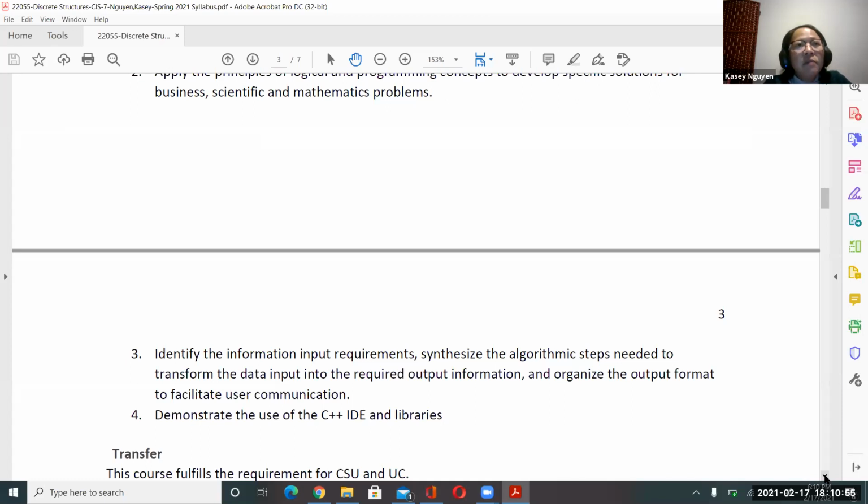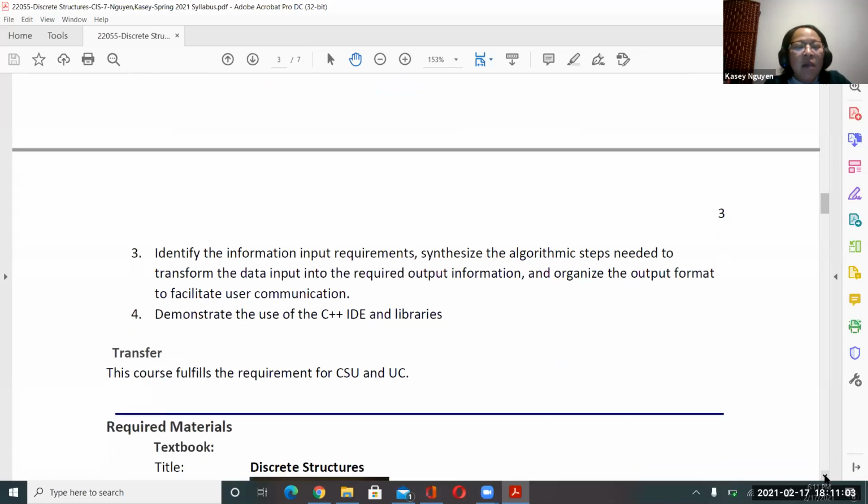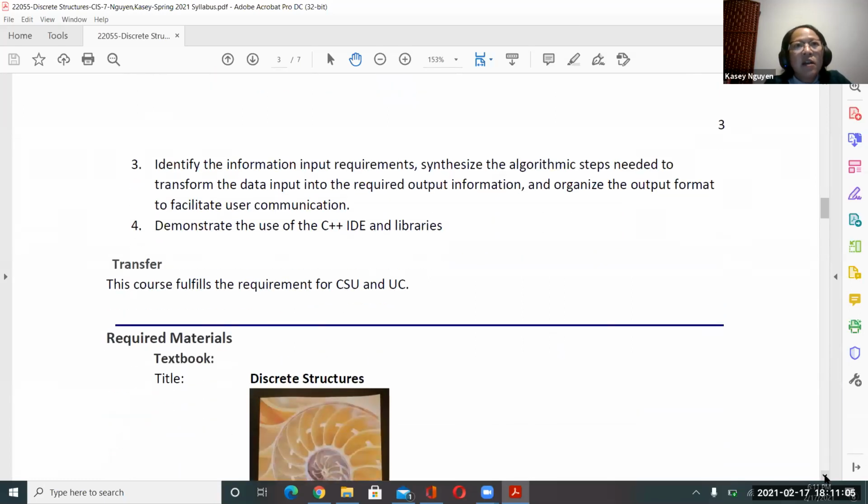If you're not familiar with that, I can show you how to do it real quick. It's really easy. But if you prefer to use an IDE, that's really your choice. I'm not particular about the grading with that. As long as you can produce the program, I'm happy.